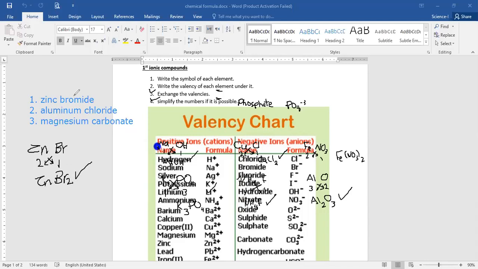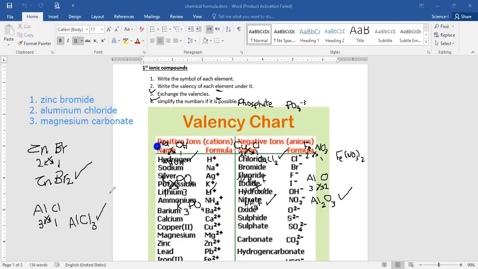Most of you answered it correctly. Aluminum chloride: aluminum is Al, so the first letter is capital and the second one is small. Chlorine is Cl, also the first letter capital and the second small. Aluminum valence is 3, chlorine is 1. So we switch the places. It will be AlCl3. So you also wrote the last one correctly.